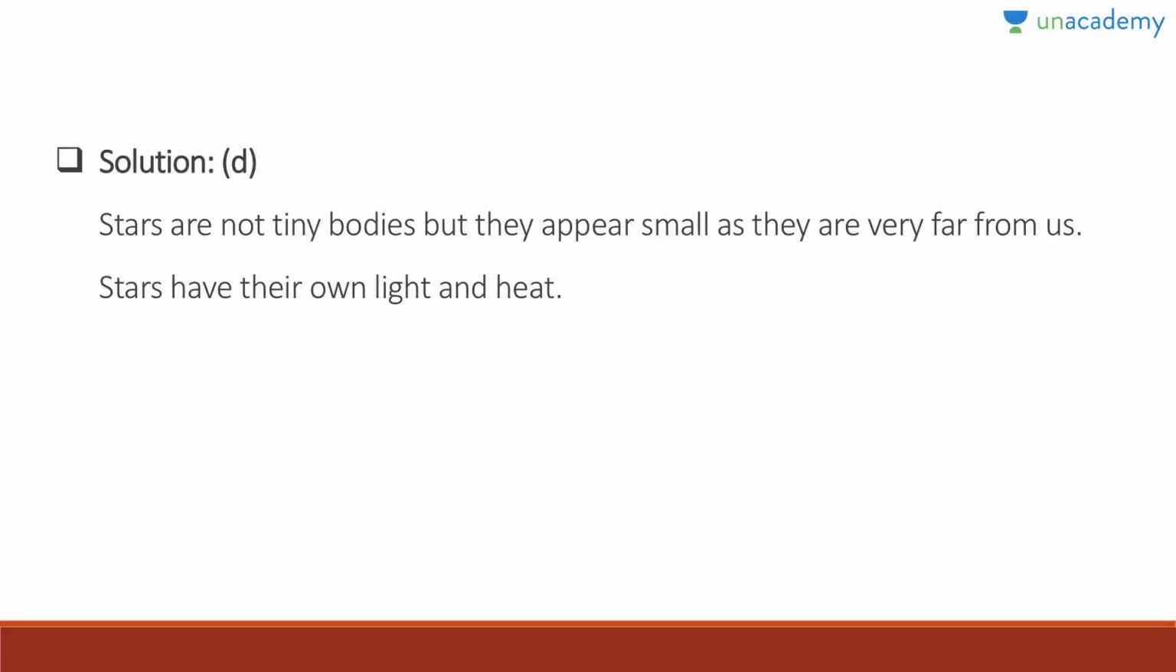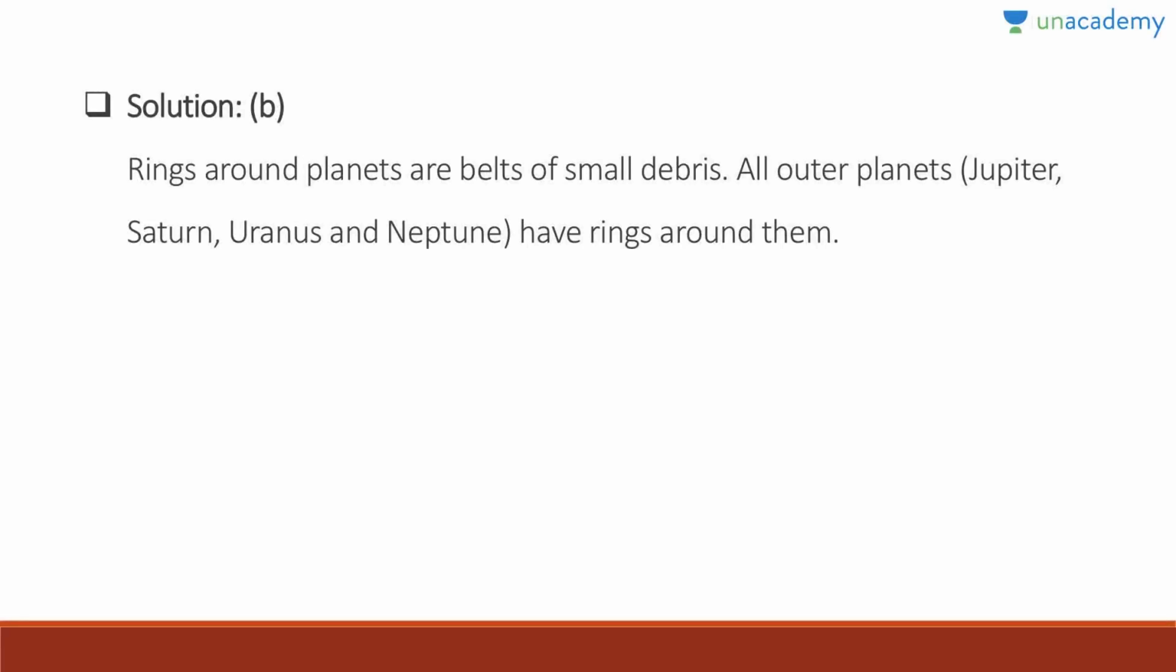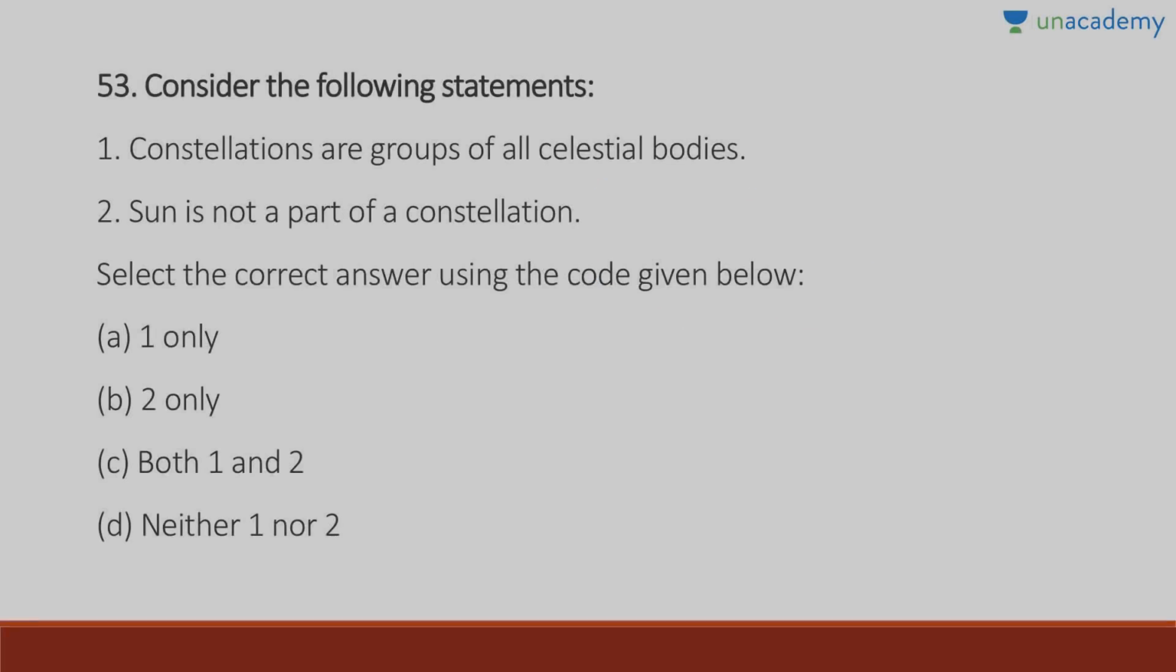They have their own light here. Stars are not tiny bodies, but they appear small as they are very far away from us, and stars have their own light and heat. Question number 52. Rings around planets are, so basically they are small debris which form the belts around the planet, and answer here is B. So rings around the planets are belts of small debris. All outer planets, or all the gas giants as they are called, that is Jupiter, Saturn, Uranus, Neptune, have rings around them. So answer here is B.